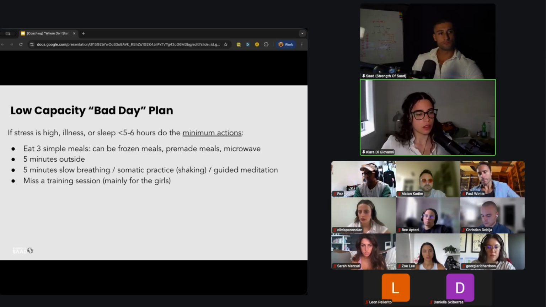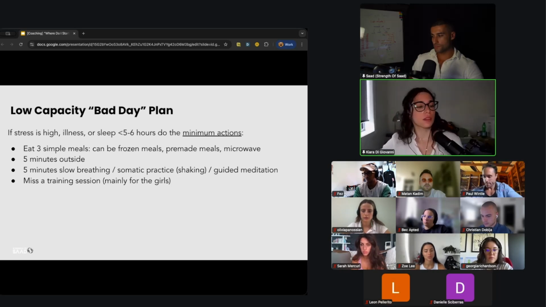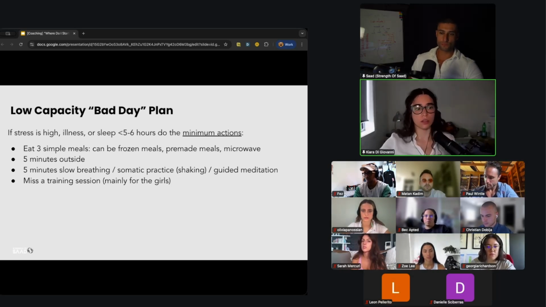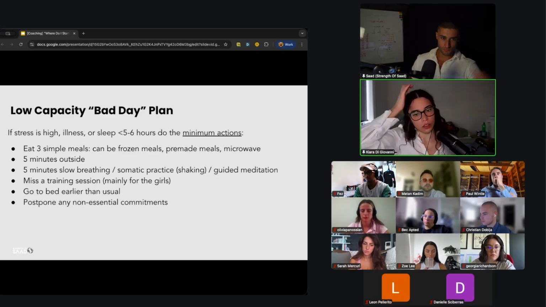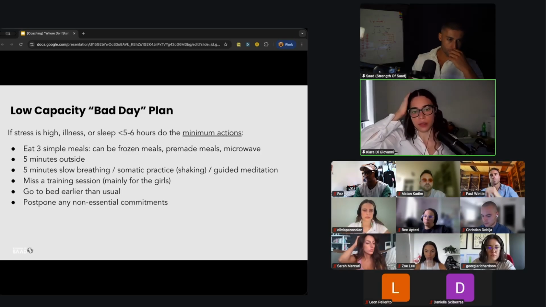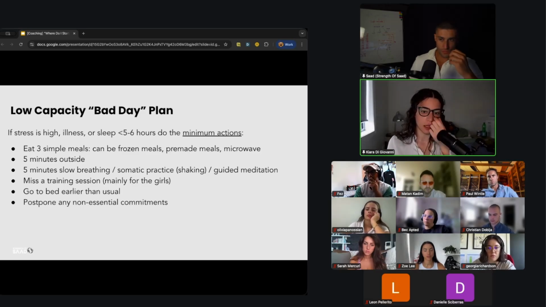This is more geared towards the women, but it can apply to men too. This might come a lot in late luteal or the first few days of the period. Go to bed earlier than usual, so just get nice and cozy and chill out and go to bed. And also postpone any non-essential commitments. If it can be done on another day, then do it on another day. This way your clients don't beat themselves up for having a bad day, and there's still something constructive happening with their health and their goals.